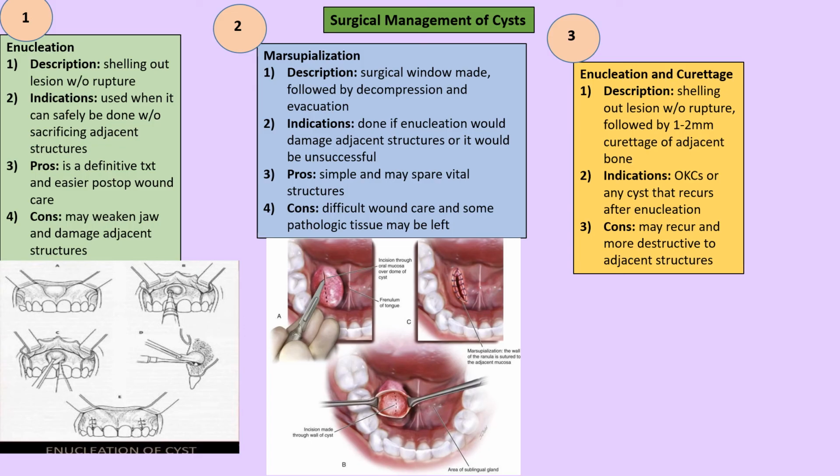Sometimes enucleation has to be followed with curettage, because, let's say, OKCs are very aggressive cysts, and you want to reduce the chances of recurrence. So you do enucleation and then you do curettage of the surrounding 1 to 2 mm of tissue. So the chances of recurrence become less.